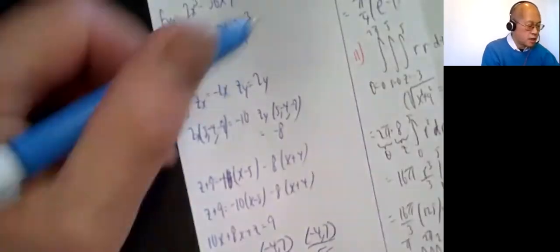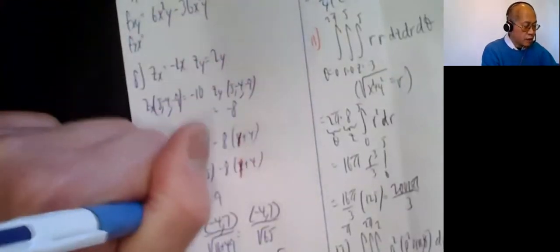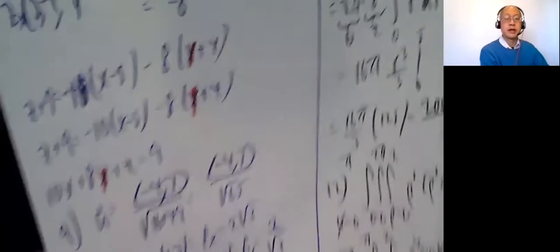plus z equals 9. Should be y's here. Oh well, you knew I had to mess up in order to make the class authentic, I guess.